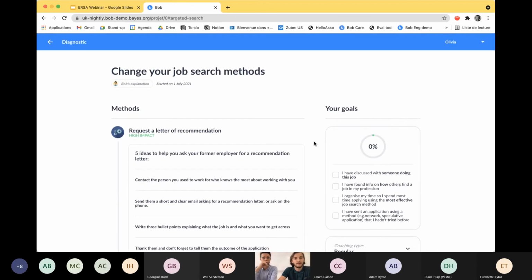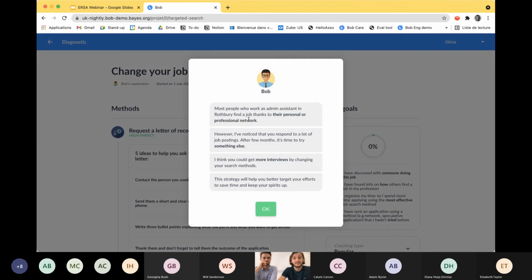It's exactly the place. And again, we are always talking about it. It's the voice of Bob, which is to explain what's happening. So here, Bob will tell the person, this is why you should change your job search methods.